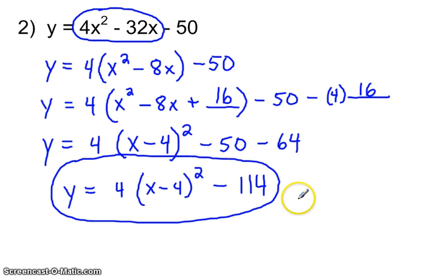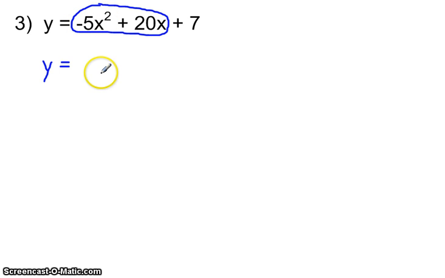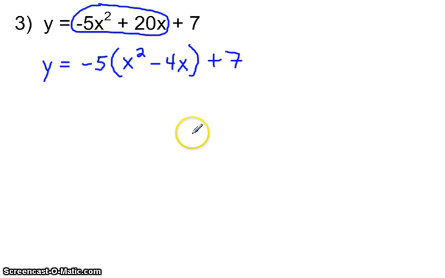And one last example, let's do one more where we actually have a negative. So for number 3, we've got y is equal to negative 5x squared plus 20x plus 7. So this is a case where we're going to factor out, for these first two here, a negative common factor, and that would be negative 5. So I'm going to pull out the negative 5, which leaves me with x squared, and then negative 5 times negative 4x would give me positive 20x. And then we got the plus 7 on the outside.